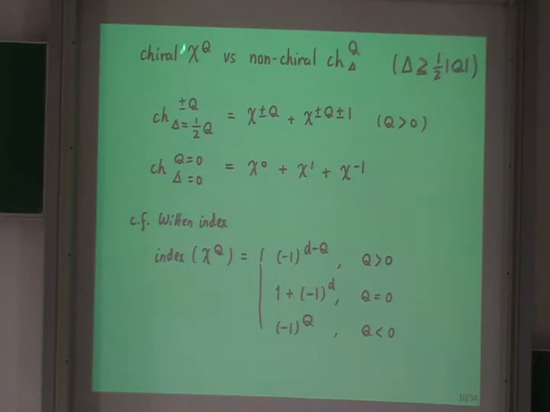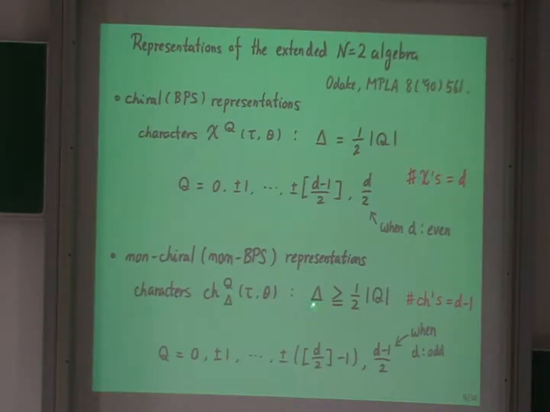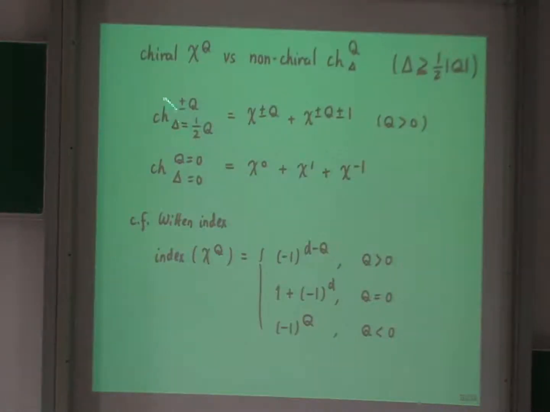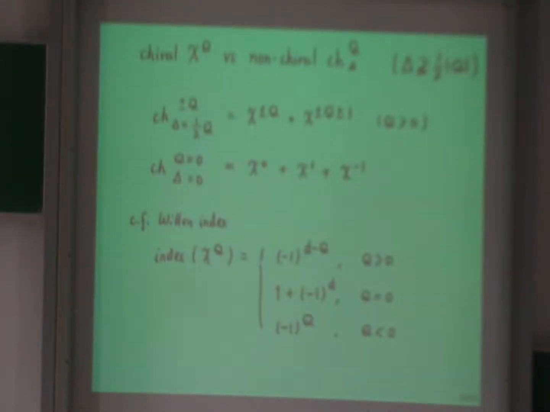As I said, there's a relation between chiral representations and non-chiral representations. If you start with a non-chiral representation where delta is greater than half of Q, and reduce delta so that it hits this bound, then it can be decomposed into a sum of chiral representations like that. This combination is dictated by the fact that it is exactly this combination in which the Witten index vanishes. For a chiral representation or BPS representation, the Witten index is non-zero. These are the formulas for the Witten index for chiral or BPS representations, and if you take this combination, they cancel out.